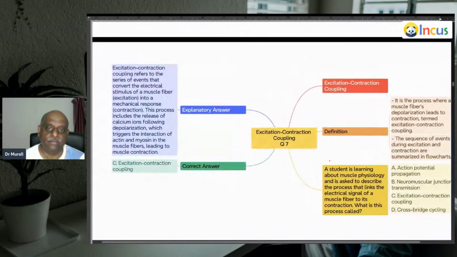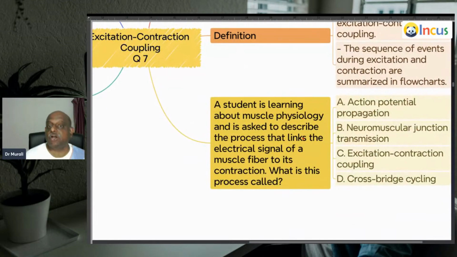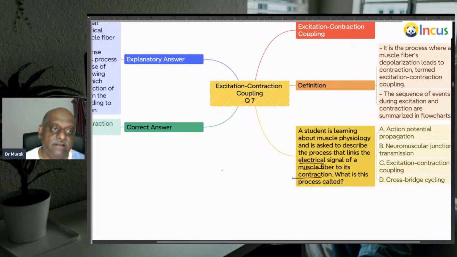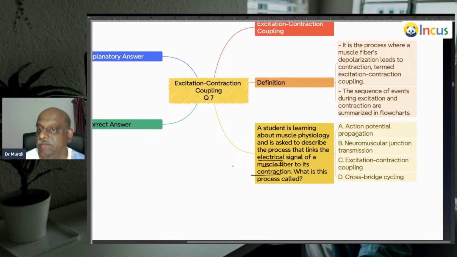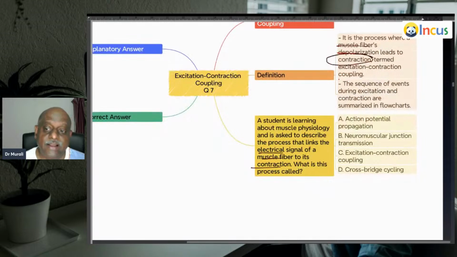Now, a student is learning about muscle physiology and is asked about the process that links the electrical signal of the muscle fiber to its contraction. What is this process called? It's a simple question. Excitation-contraction coupling, as all of you know very well. It is the process where a muscle fiber's depolarization leads to contraction.